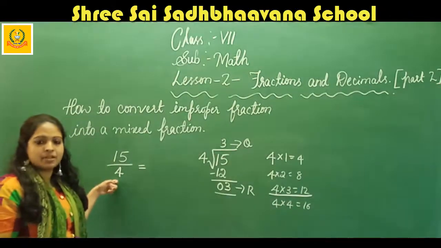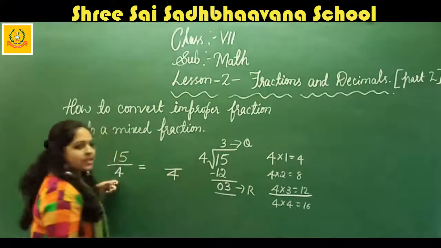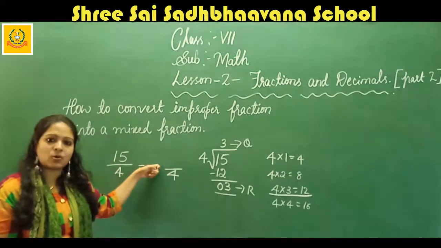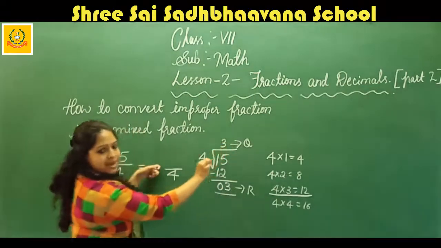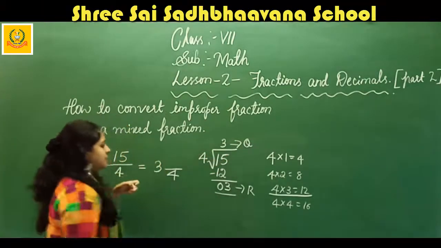Denominator is the same. No changes in the denominator. Denominator will be 4. Now I want to write the whole number. Which one can I write as the whole number? I have to write this quotient as the whole number. Keep it in mind, children. I have to write the quotient as a whole number.